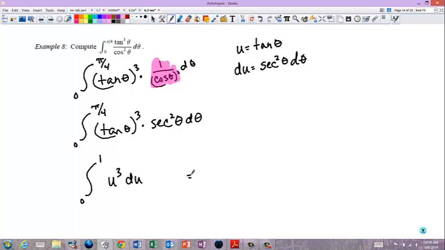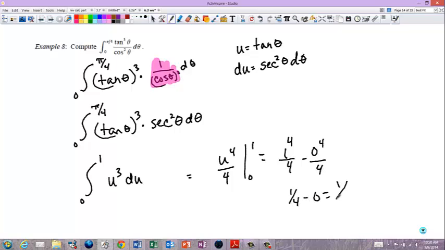So it ends up being just u to the 4th over 4 from 0 to 1. So 1 to the 4th over 4 minus 0 to the 4th over 4, which is 1/4 minus 0, which is 1/4. And that's where we're going to stop. We're going to park here for a few days because u substitution is a big topic. And it's kind of difficult.